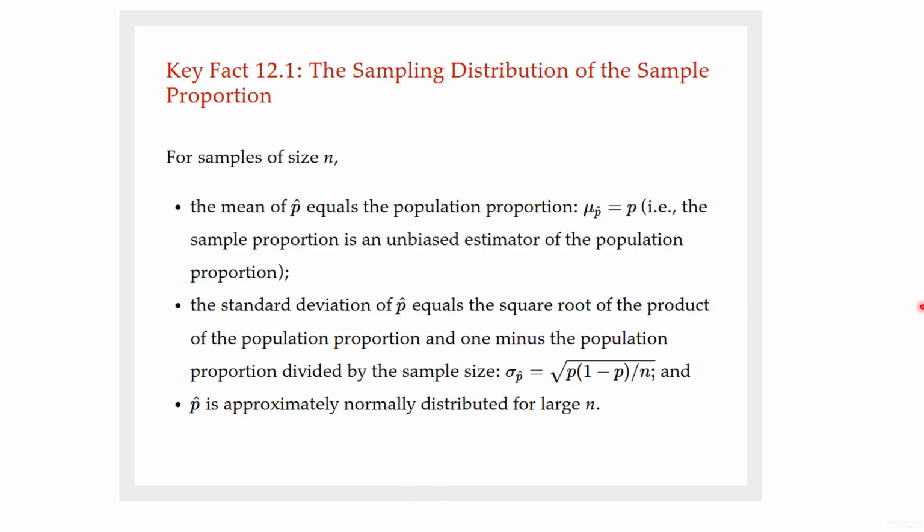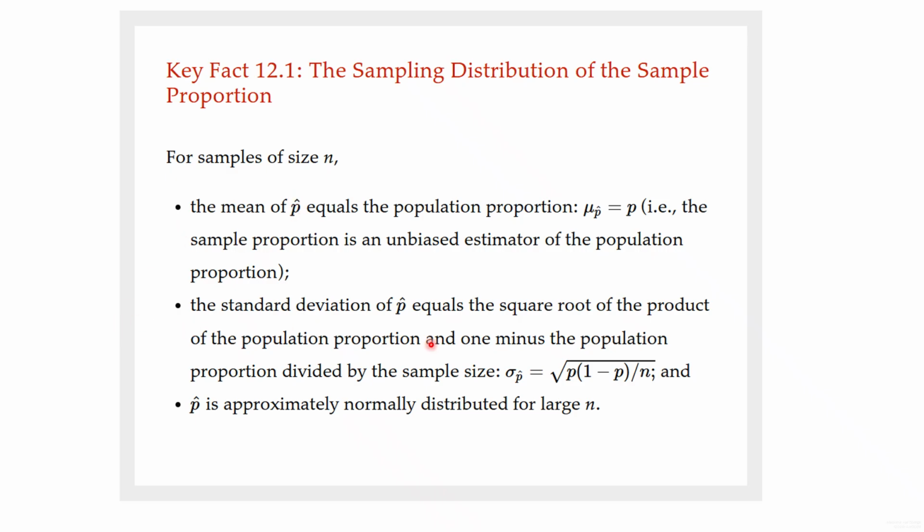Okay, so let's talk about the sampling distribution of the sample proportion. And remember, this is all just theoretical to get us set up so that we can do the inferences. For samples of size n, the mean of p hat equals the population proportion. So mu p hat is equal to p. The sample proportion is an unbiased estimator of the population proportion. This is just a fact.